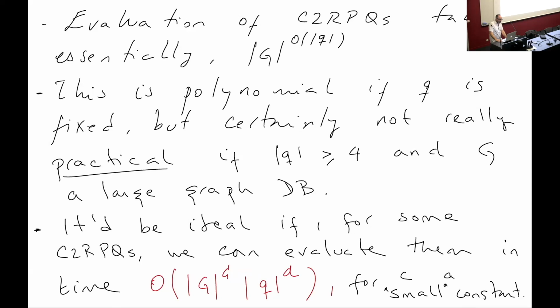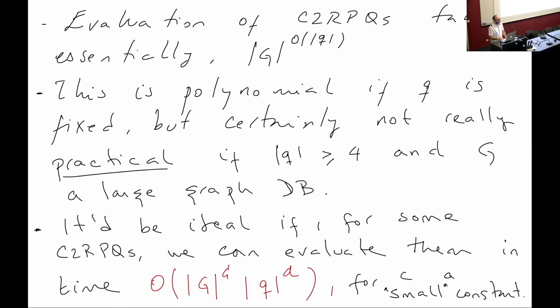Yeah? So it would be ideal if, at least for some CRPQs, and at least for some CRPQs that are used in practice, we can evaluate them in time O(|G|^c · |Q|^d), where c is some fixed constant. This is what is called parameterized complexity, right? Whether we can do this in fixed parameter tractable time, for those who are familiar with parameterized complexity.